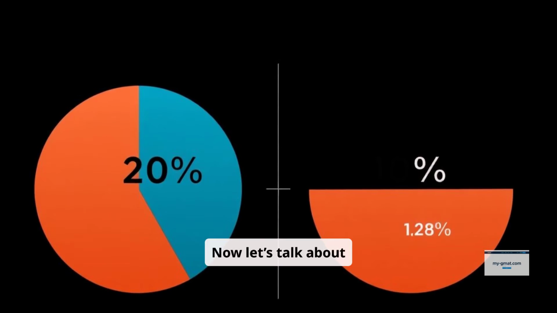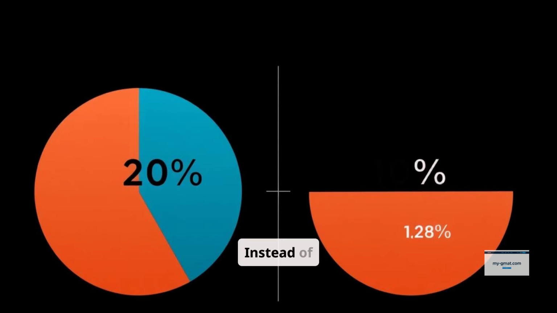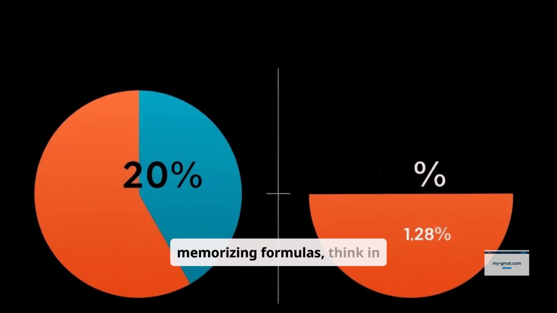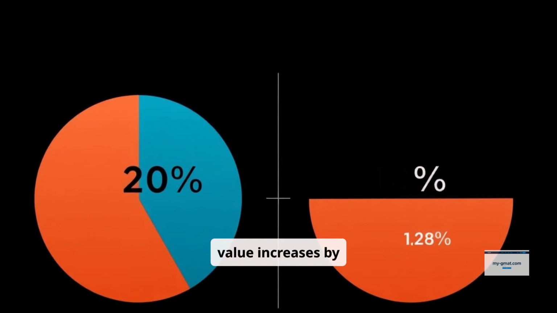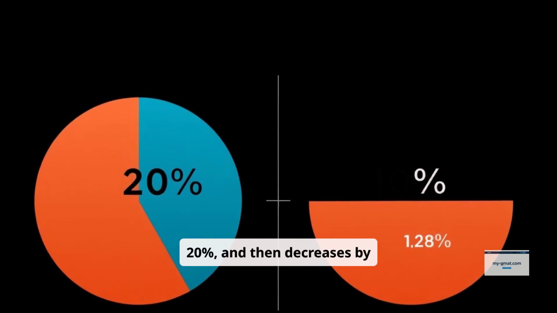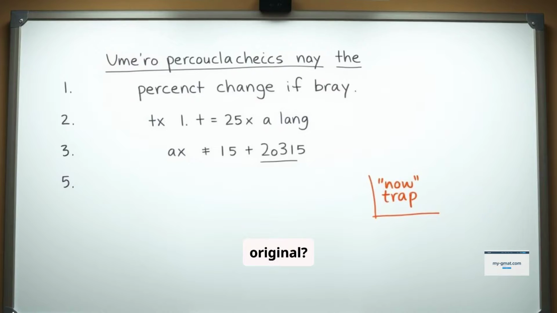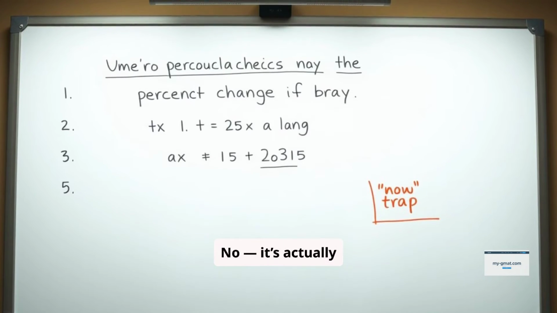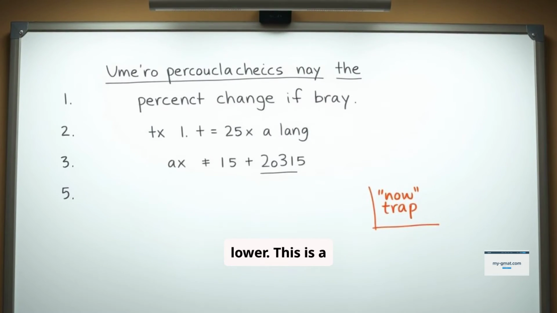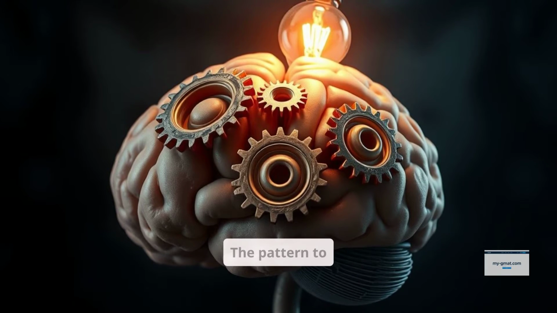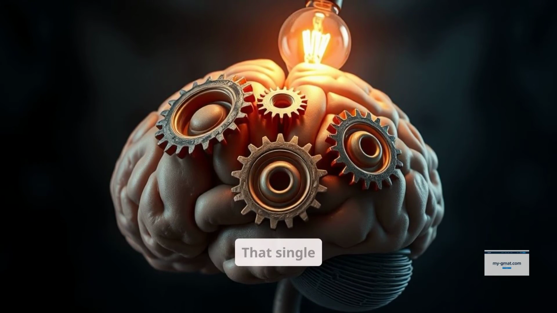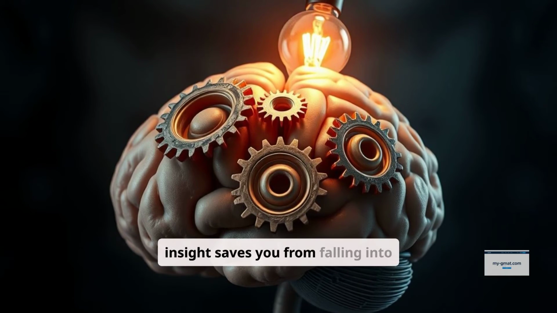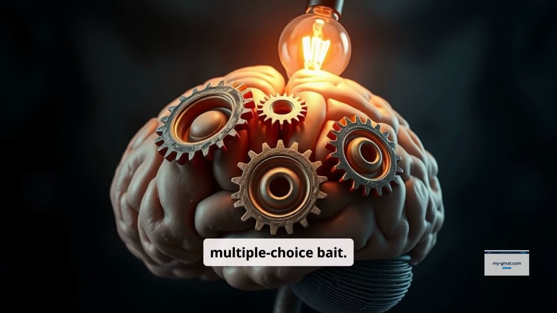Now let's talk about percent changes and ratios. Instead of memorizing formulas, think in patterns. For example, if a value increases by 20% and then decreases by 20%, is it back to the original? No, it's actually lower. This is a classic GMAT trap. The pattern to remember: successive percent changes aren't additive. That single insight saves you from falling into multiple choice bait.